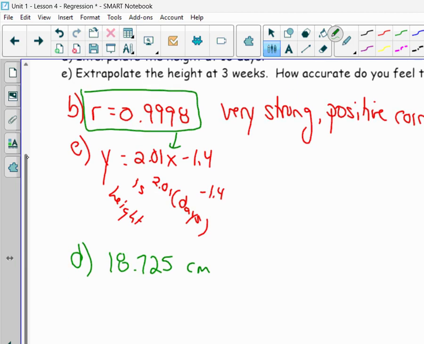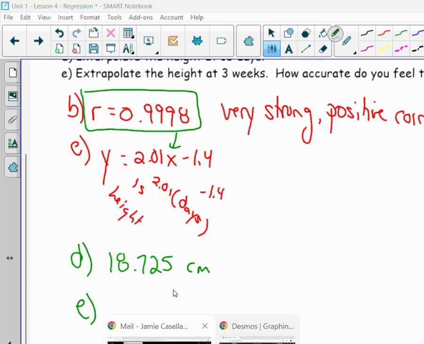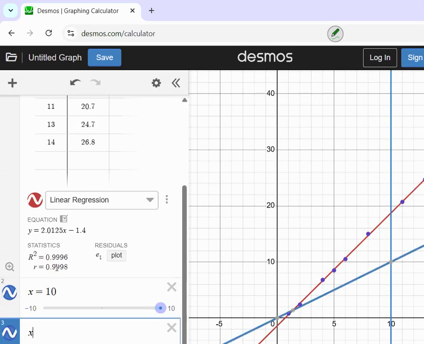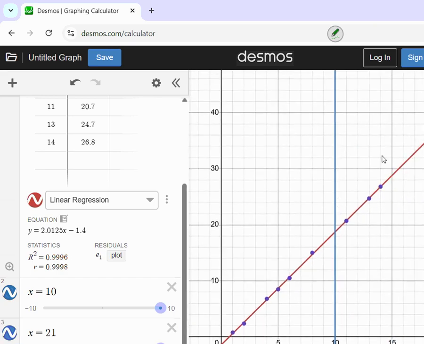All right, part E, let's extrapolate what happens at 3 weeks. So be careful here. It says 3 weeks. Don't put in 3, because if we put in 3, that's 3 days. We need 3 weeks, so let's turn that to 21 days. That's way over here. Notice it's the same color line. We can change it to a different color, though. Let's click on that and change it to orange. Okay, so at 3 weeks, we get this number, 40.8625.